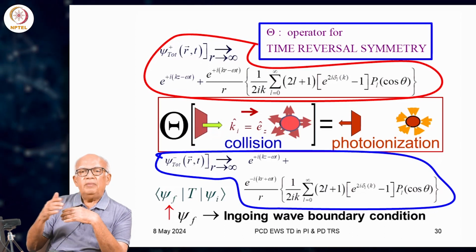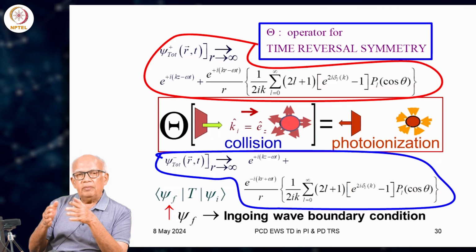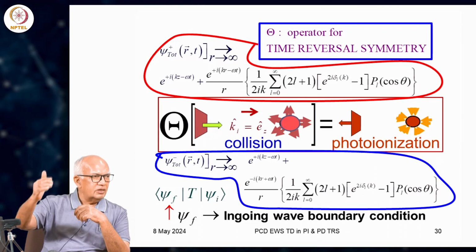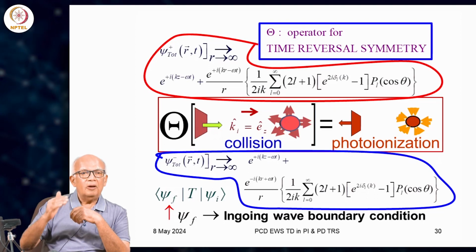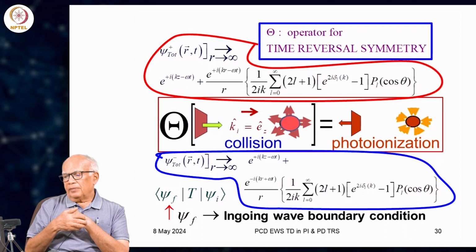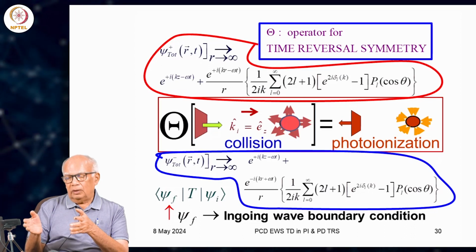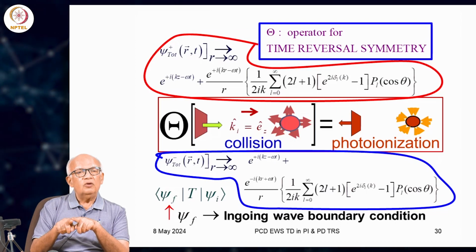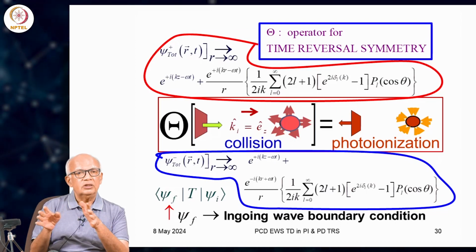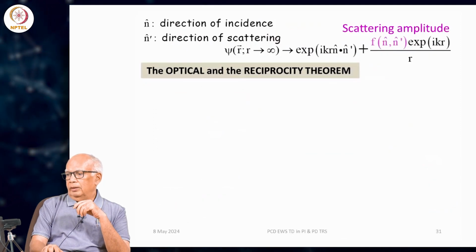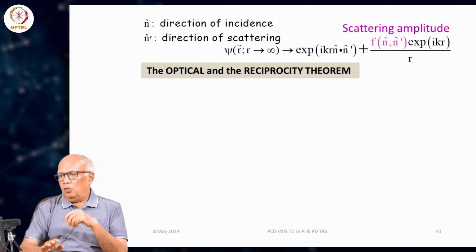So, this matrix element gives you the transition probability for transition from an initial state to the final state, but the final state wave function must be obtained using ingoing wave boundary conditions. And if you do not put the continuum wave function with the ingoing wave boundary condition, you will not get the correct angular distributions and so on.